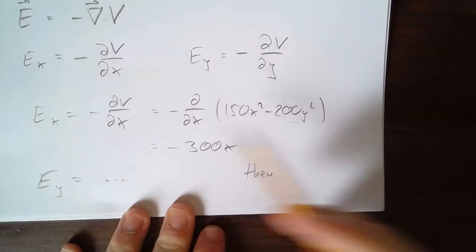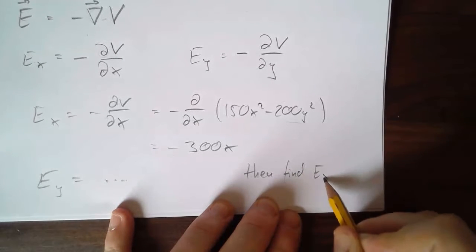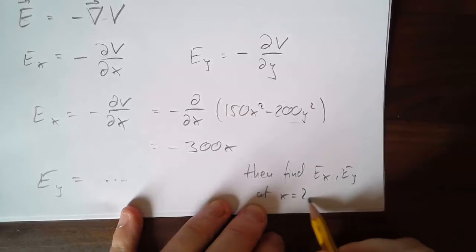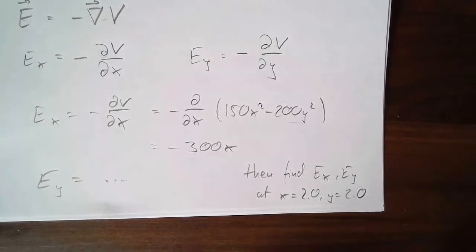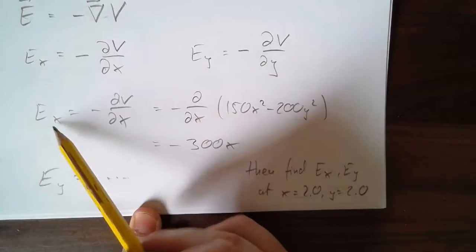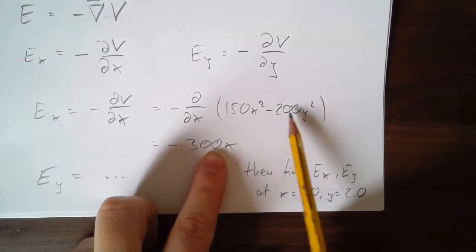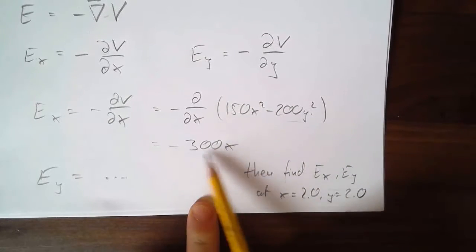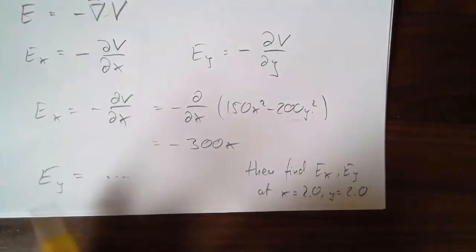And then, well, you want to evaluate this, Ex and Ey at the point x equals 2.0 and y equals 2.0. Right, you work out the general expression. Now, if I plug in for the x component of the electric field, I just plug in this. Okay, it's only x. The y has dropped out completely because there's no cross term that involves both x and y. So I just plug in 2. I get minus 600.